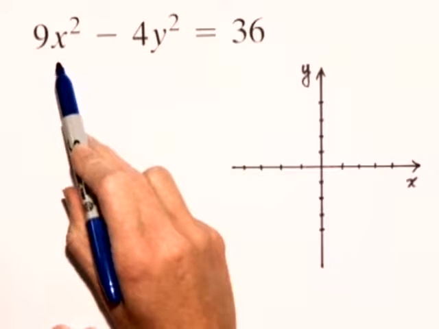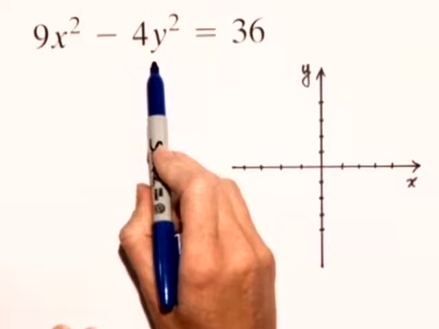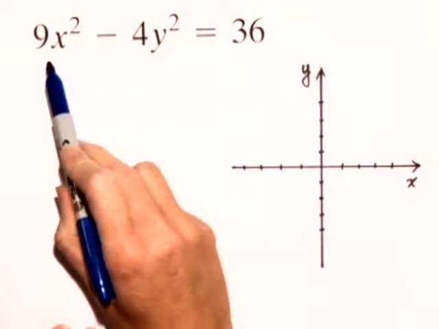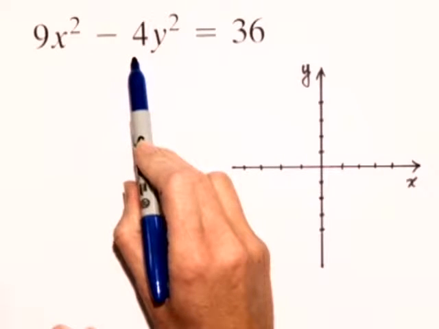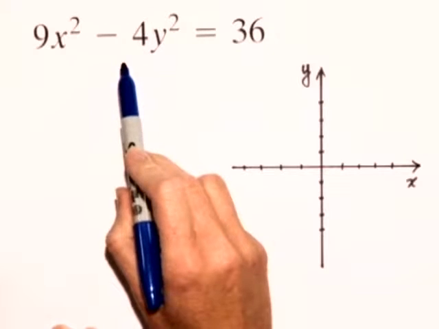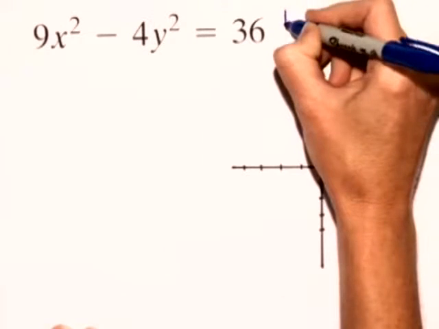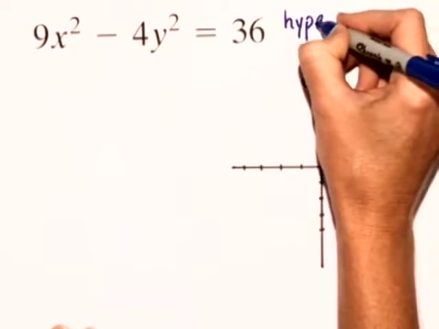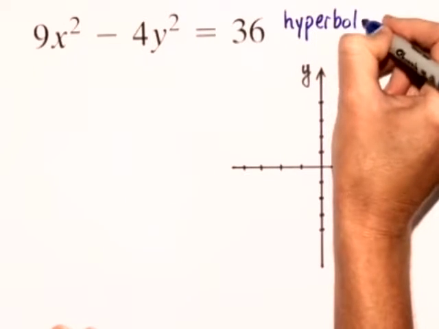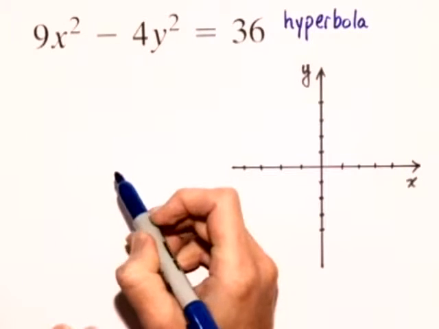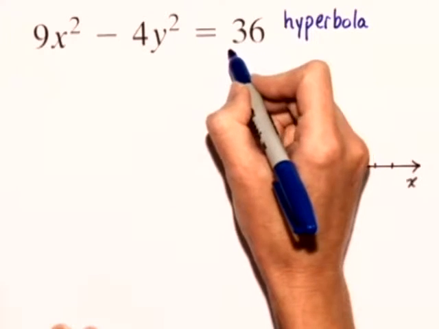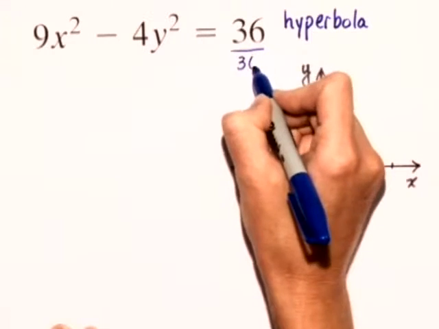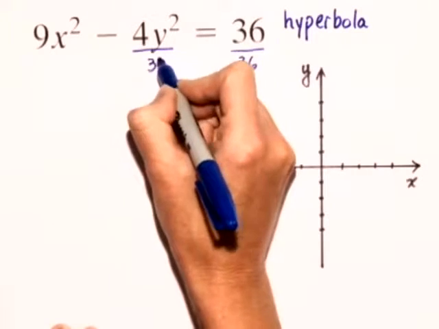We'll notice that the x squared and y squared are both on the same side of the equation, and the x squared has a positive coefficient and the y squared has a negative coefficient, so this indicates that it's a hyperbola. Now we want to get the hyperbola in standard form, so we need a 1 on the right-hand side, and we'll divide each term on both sides by 36.